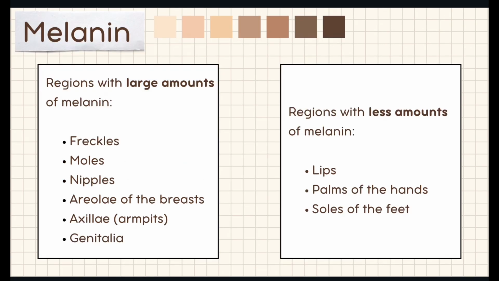So let us identify the regions that have large and small amounts of melanin. The regions with a large amount of melanin are freckles, moles, nipples, areolae of the breast, axillae or armpits, and genitalia. The regions with less melanin are the lips, palms of the hands, and soles of the feet.